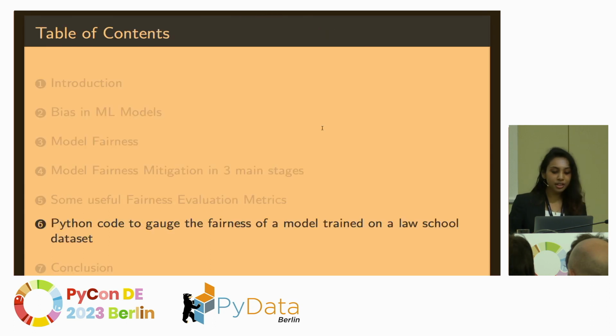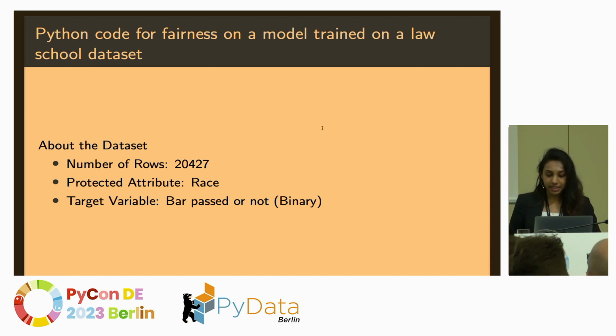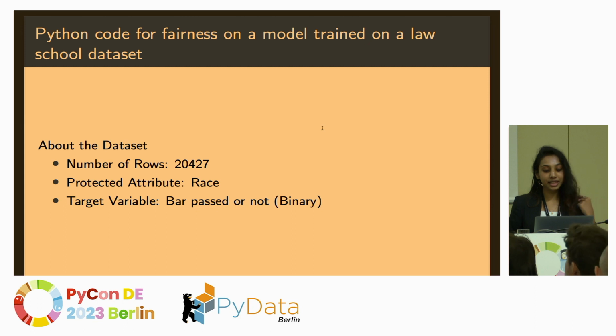Now moving on to the Python code to gauge the fairness of your ML model. I have used a law school data set and a classification model. The data set had 20,427 rows. The protected attribute that I used is race, with values ranging from 1 to 8. The target variable was whether the bar was passed or not, a binary variable, 0 or 1.